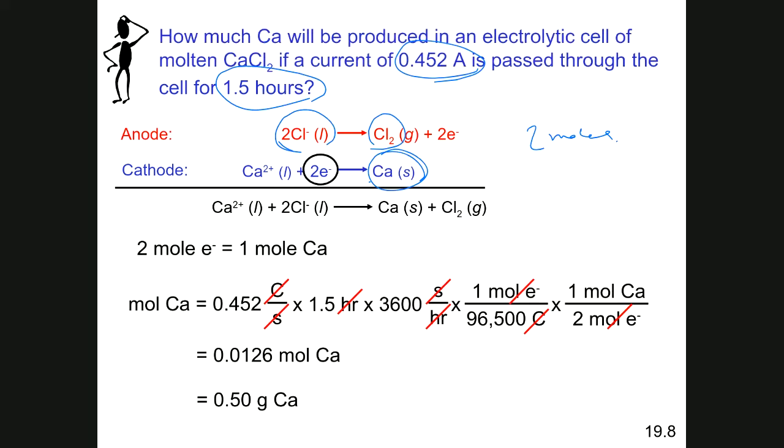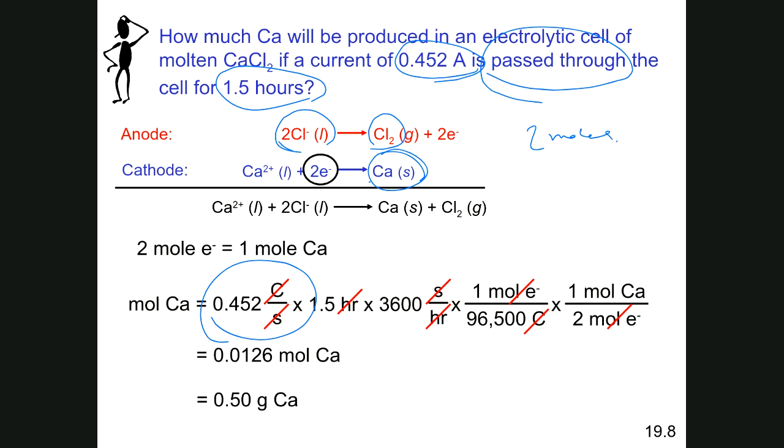So first we need to find out how many moles of electrons have been passed through the cell. We can calculate that based on the amps that we have. The amps, or coulombs per second, is the same thing. So we have 0.452 coulombs per second for how many seconds?